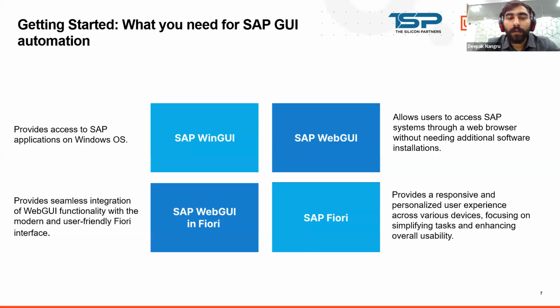Then there is SAP Web GUI in Fiori. It provides an integration between the Web GUI functionality and the modern user-friendly interface that we have in Fiori. So it combines both of them and provides us a better, user-friendly experience. So this is a basic definition of all the interfaces. But today our main topic is SAP Win GUI. We'll cover that in depth, and we'll also see how we can automate them and what the prerequisites are. All those we'll cover in the next slide. So Monica will take care of that. Monica, over to you.